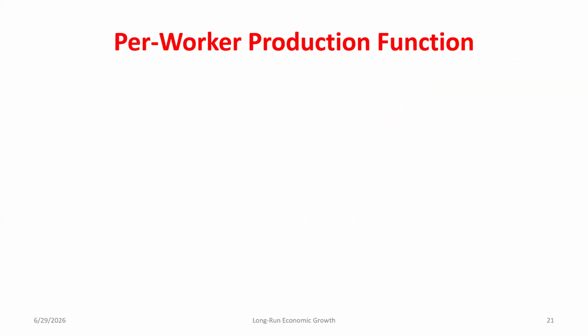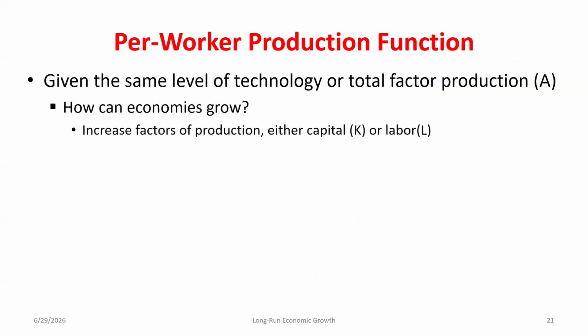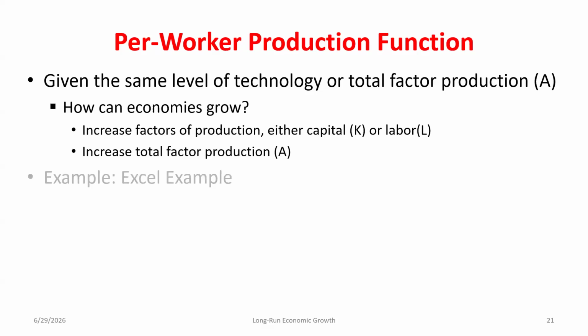So, thinking about this per worker production function and how total factor productivity or technology improvements affect it, let's go a little bit further. Right? So even if total factor productivity or technology stays the same, how could I cause my economy to grow? I could increase my factors of production, either capital or labor. Now we can increase our total factor productivity, but let's assume that we can't. Well, then we can still make investments into capital and labor, even if technology doesn't improve.